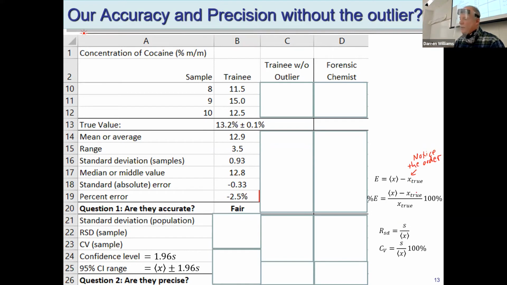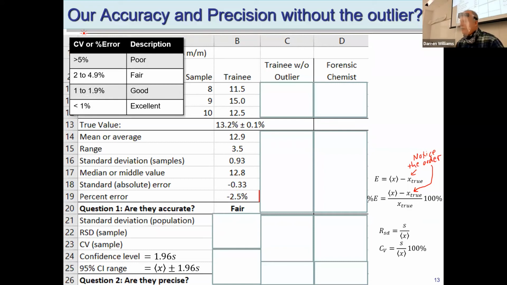Okay. Same with percent error. You take that difference and divide by the true value times 100%. But again, the true value is being subtracted from the experimental value. And so that's what we have here. The trainee is negative 0.33. Its mean minus its accepted value is low by 0.33%. And if you divide that by the true value, that's 2.5% low. And I call that fair.